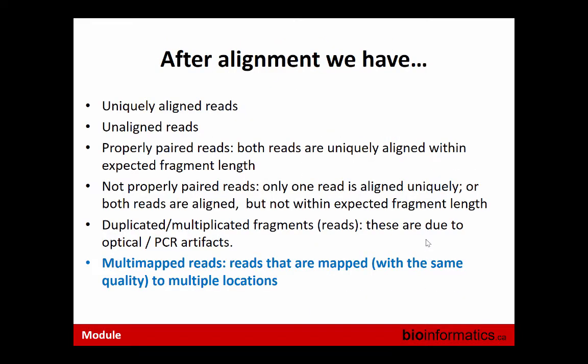Then the last one, but not least. We talked about all these possibilities, what kind of reads we have after we aligned. And the last is multi-mapped reads. Those are reads which are interesting because we don't know. The aligner doesn't know where to place it. The aligner tells us that it can be placed in chromosome 1. If it's exactly the same quality, it can be placed in chromosome 2 or chromosome 15. And we don't know what to do. What is the origin of those reads?